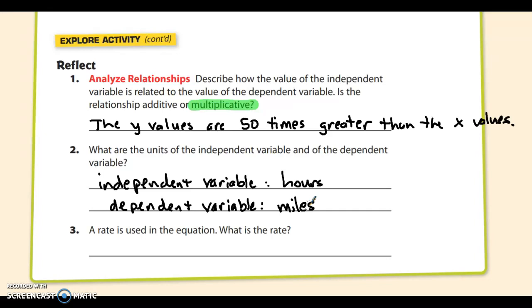Number 3, a rate is used in the equation. What is the rate? Well, at the very bottom of page 337, they write this equation, y equals 50 times x. The rate is the number. What is the rate? It is 50. And we're supposed to label 50 what? Well, we're talking about 50 miles each hour, so it's called 50 miles per hour.